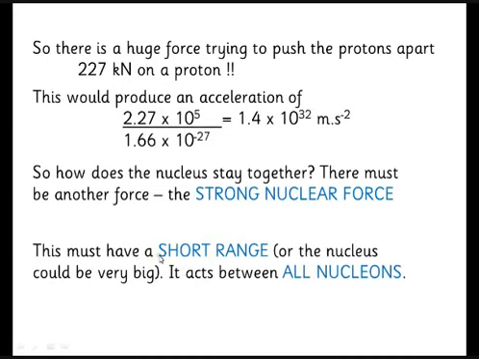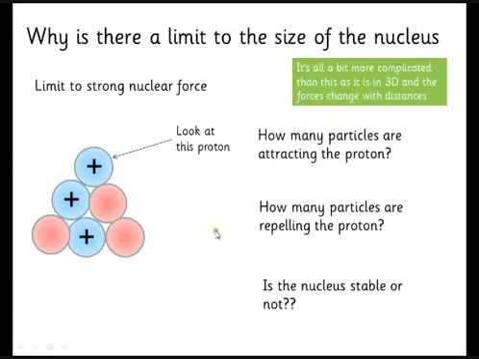Okay, some things that we can work out for this. It must have a short range. If it hadn't got a short range, then the nucleus could just get bigger and bigger and bigger. And also it must act between all nucleons, because otherwise the neutrons, which we haven't mentioned yet, wouldn't be held into the nucleus. So here's our first two key facts about the strong nuclear force.